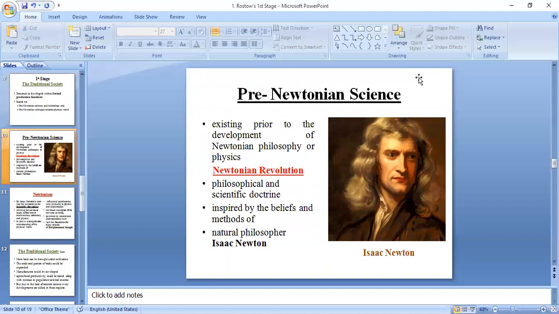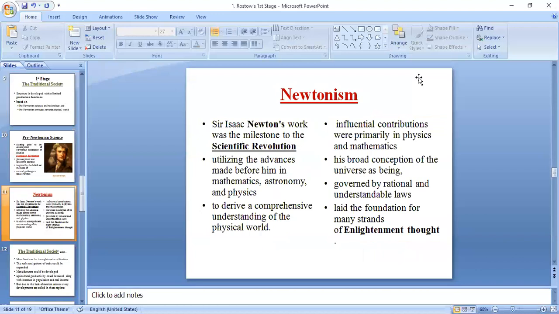So what is pre-Newtonian science? Pre-Newtonian science is just what existed prior to the development of Newtonian philosophy or physics. So what is the Newtonian revolution? Actually, the modern or developed countries are following this because they believe more in science and scientific development. The Newtonian revolution is the philosophical and scientific doctrine inspired by the beliefs and methods of the natural philosopher Isaac Newton. And what is Newtonism?